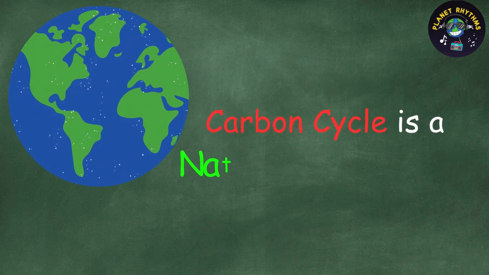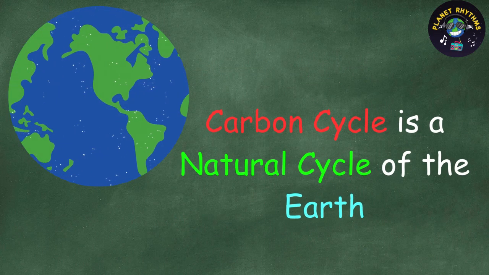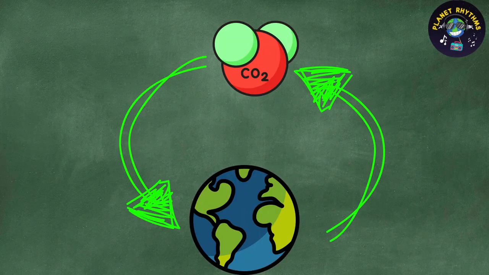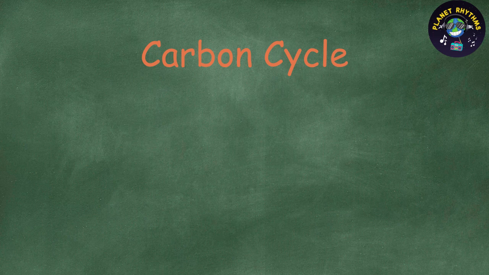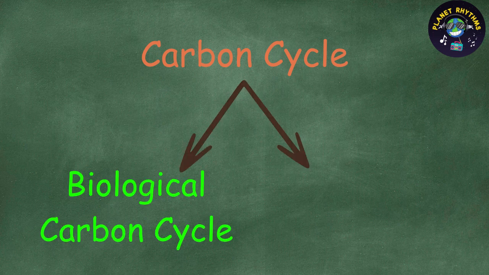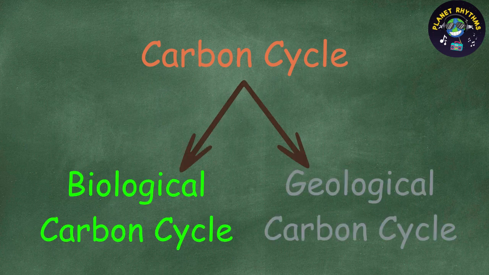As we have told earlier, the carbon cycle is a natural cycle of the Earth. It is when the carbon components of the Earth are used and replenished in an endless cycle. This way, carbon is used and replenished too. The carbon cycle consists of two parts, the biological carbon cycle and the geological carbon cycle. Let's start with the biological carbon cycle.